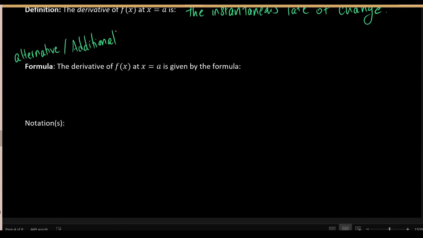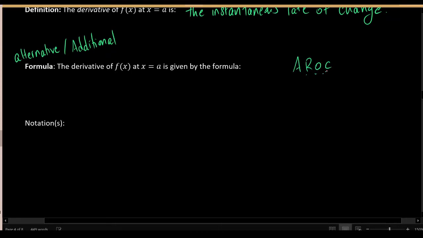The idea is this. Instead of having to carry around an a and x2 and let x2 approach a, we're going to say, okay, I'm going to take the average rate of change on the interval not from a to x2, but the interval from a to a plus a little something.